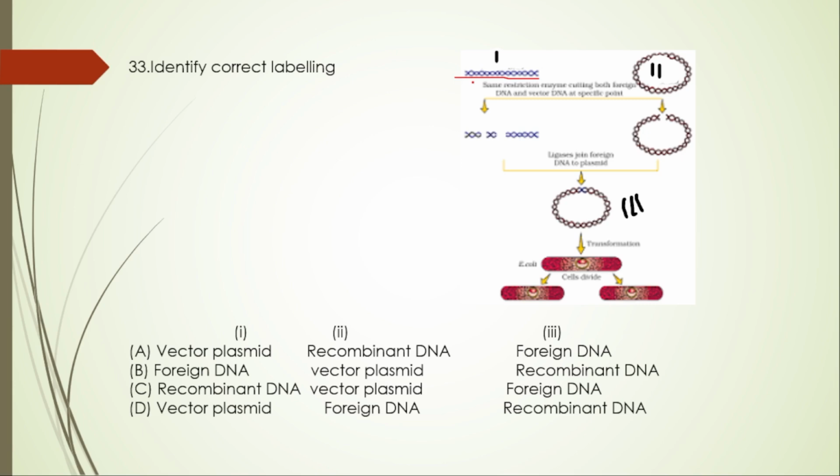Whatever gene of interest we have is cut into fragments. And then this DNA is carried by the vector, that is the vector plasmid. And next it is going to be recombined. This is the recombinant DNA. So here 1 is foreign DNA, 2 is vector plasmid and 3 is recombinant DNA. So the right option is option B.